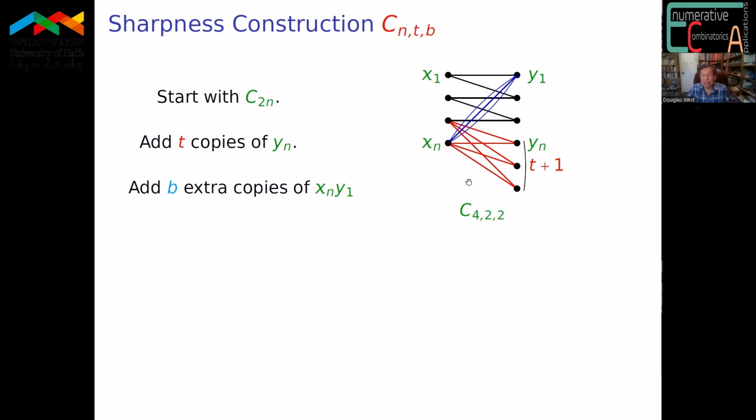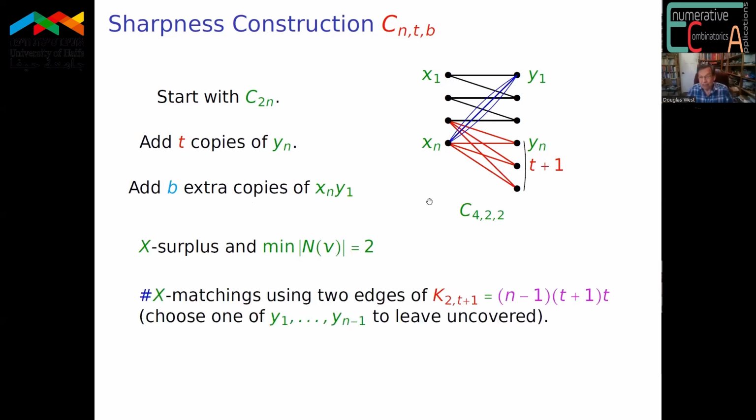I want to show you that it has precisely the number of X matchings that's in that formula. Well, as I noted, the graph is X surplus and everybody has at least 2 neighbors. So there are a couple kinds of X matchings. Suppose first that we use 2 of the red edges. So xn and xn minus 1 are both matched to these guys here. Well, there are (t plus 1) times t ways that we could match these two into those t plus 1 vertices using red edges. And after we do that, we have to match the rest of x1 through xn minus 2 along this path. That's just determined by which vertex of y1 through yn minus 1 we choose to leave out. So for each of these (t plus 1) times t pairs of edges, we can finish the matching in n minus 1 ways.